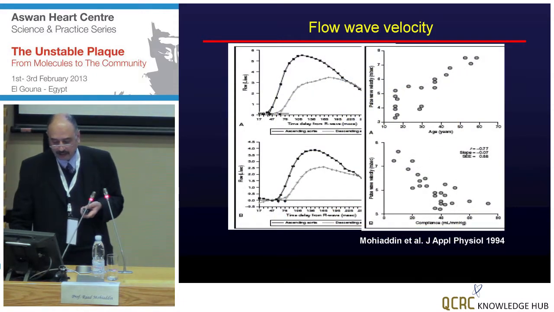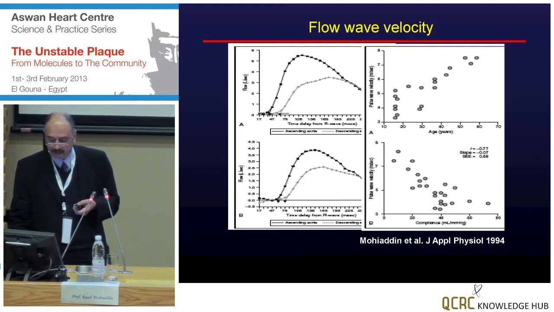This is flow curves in the ascending aorta and in the thoracic aorta of a young healthy subject and an elderly subject. And you see that the transit time is much longer in the young subject compared with the elderly subject. And that compared with pulse wave velocity, so age against pulse wave velocity, is positively correlated, while if you correlate distensibility against pulse wave velocity, it has an inverse relationship due to stiffness, as I alluded to earlier.